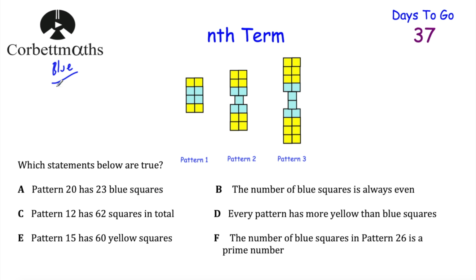So we go to blue ink and we consider the blue squares. We've got 4 blue squares in the first one. Then we've got 5. Then we've got 6. So in pattern n, let's work out how many that would be. We've got 4, 5, and 6. We're going up in ones each time, so it's going to be 1, 2, 3.